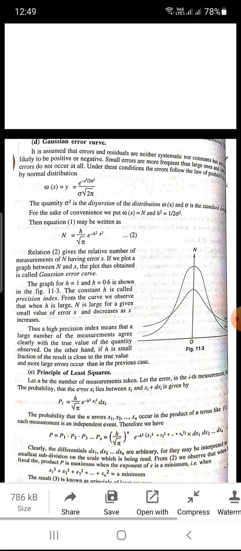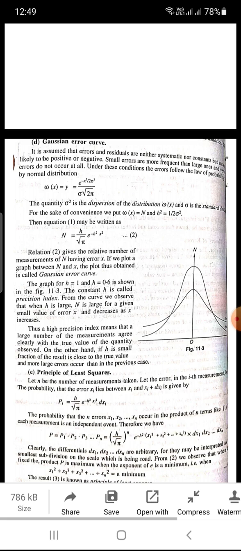For the sake of convenience, we put omega x is equal to N and h square is equal to 1 upon 2 rho square. So the above equation can be written as capital N is equal to h upon under root pi into e raised to power minus h square x square. Now this relation gives the relative number of measurements of N having error x.